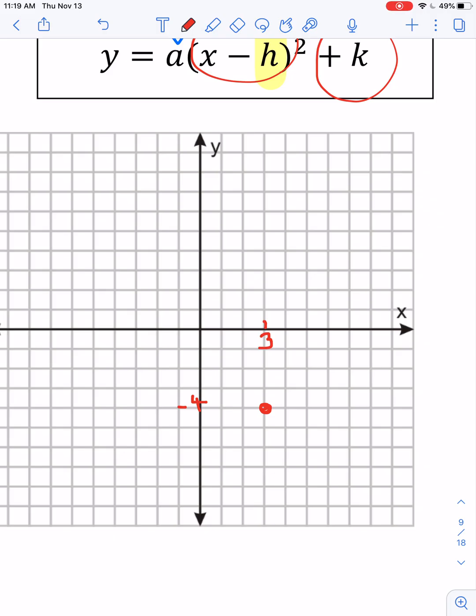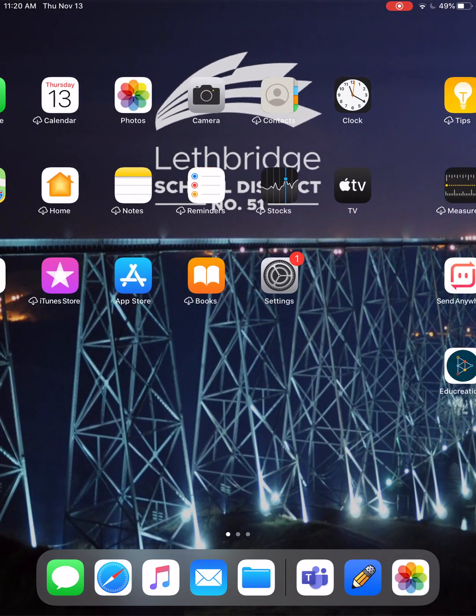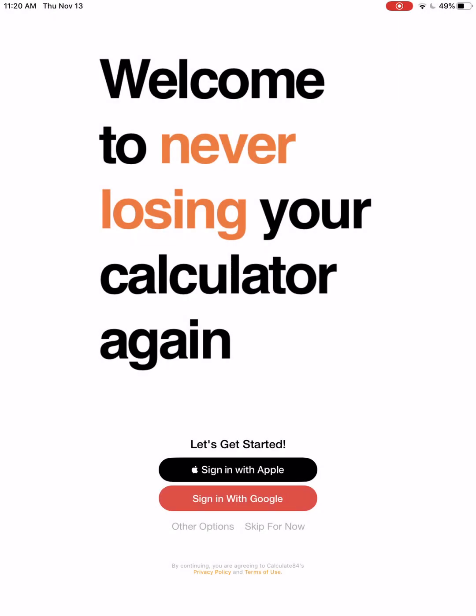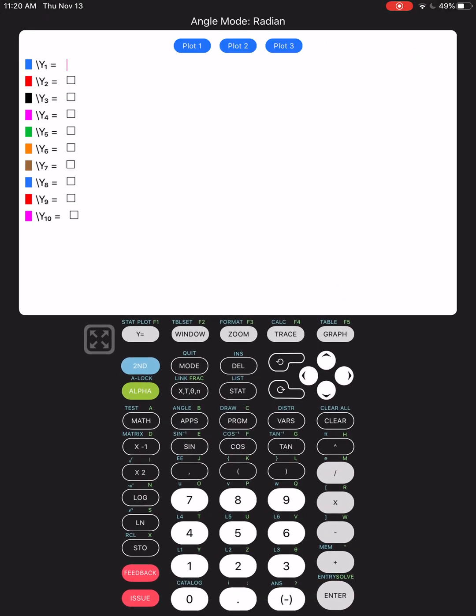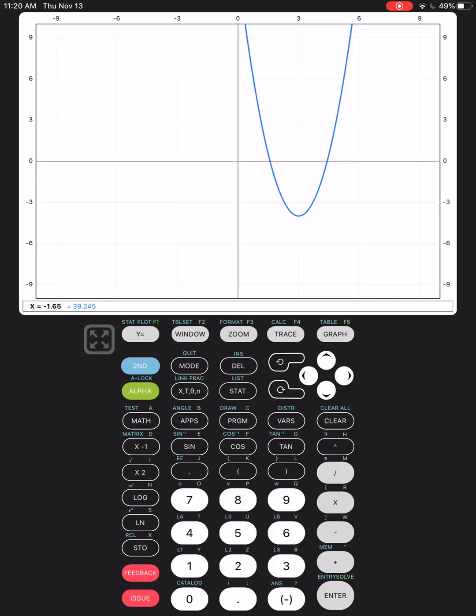And then if we want to see what the rest of the graph looks like, let's go ahead and do that. We're going to go to our graphing calculator, and we're going to type this equation in. So 2 bracket x minus 3, squared minus 4, graph. There you go.